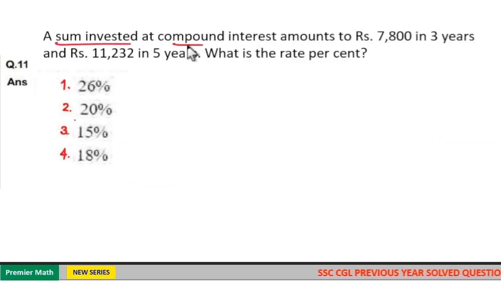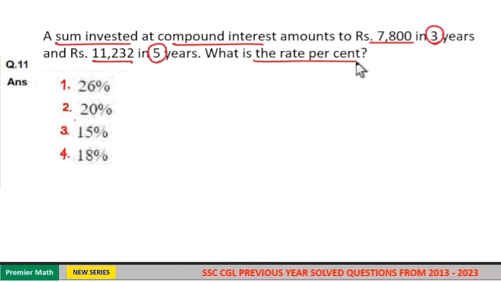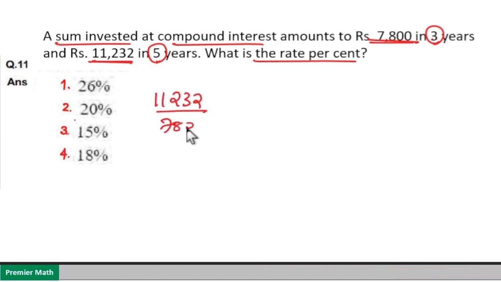A sum invested at compound interest amounts to rupees 7,800 in 3 years and rupees 11,230 in 5 years. What is the rate percentage? Here the difference between 5 years and 3 years is 2 years. In that case, take the ratio of the 5 year sum and 3 year sum. That is the ratio of 11,232 divided by 7,800.